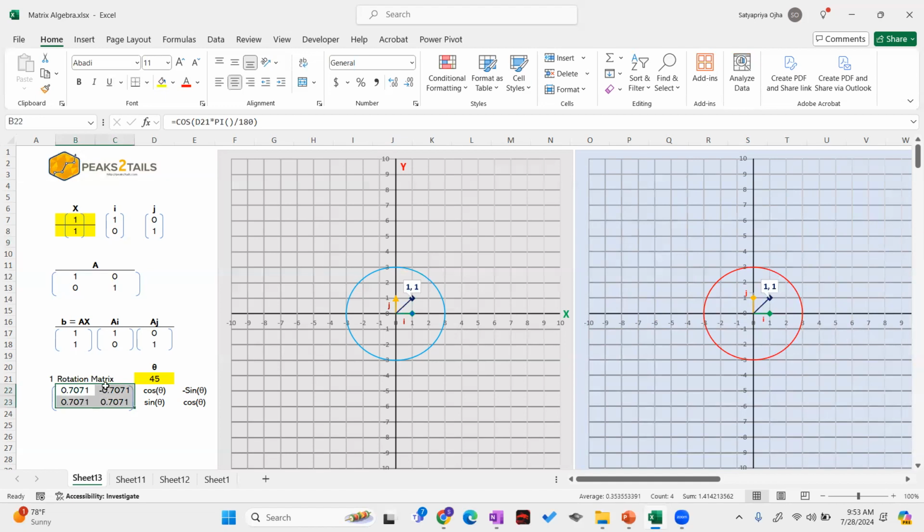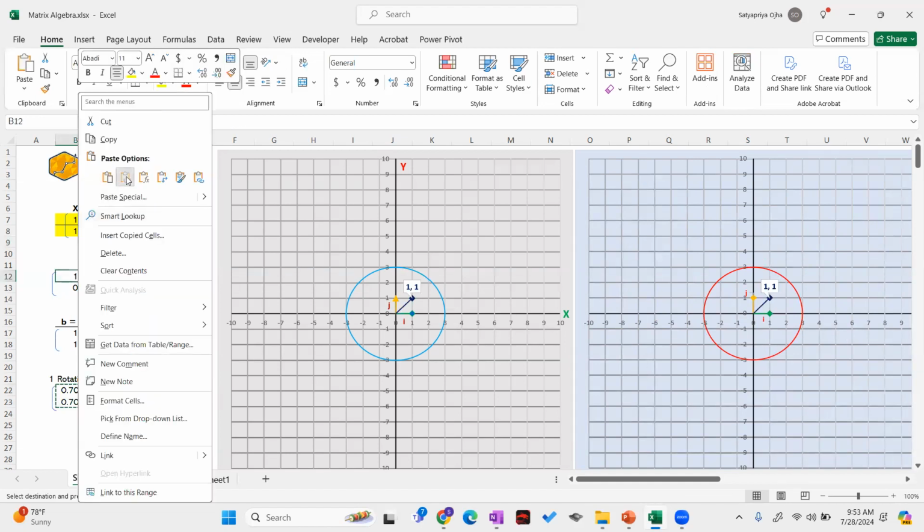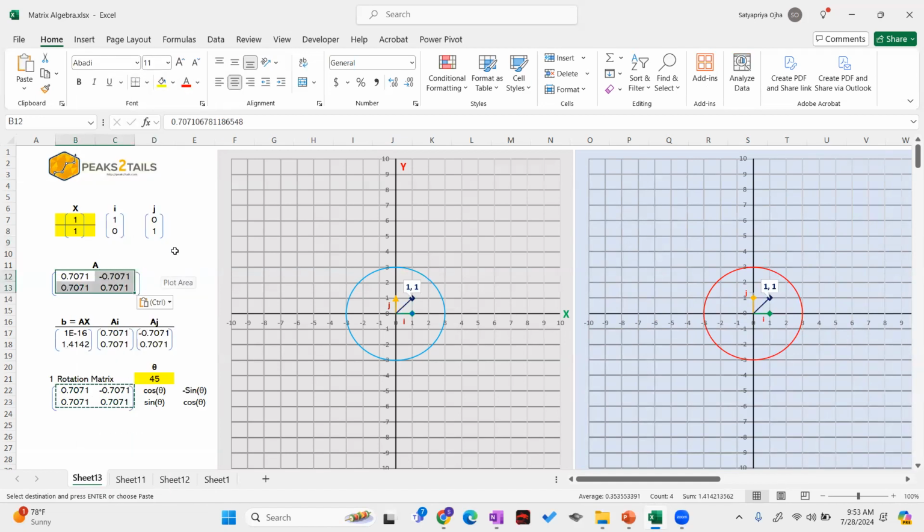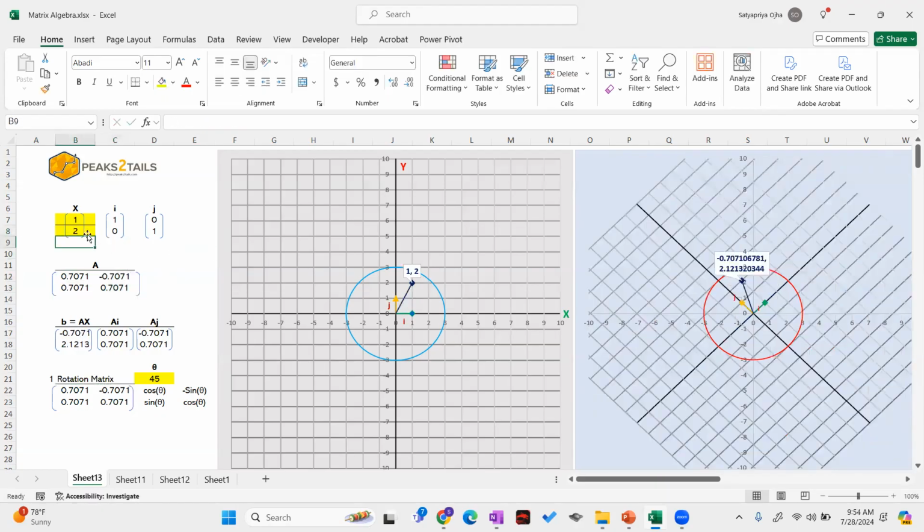Let's see. There is some lag. We'll fix that. So it will coincide with the y-axis. That is what you have seen. The whole space has been rotated by 45 degrees.